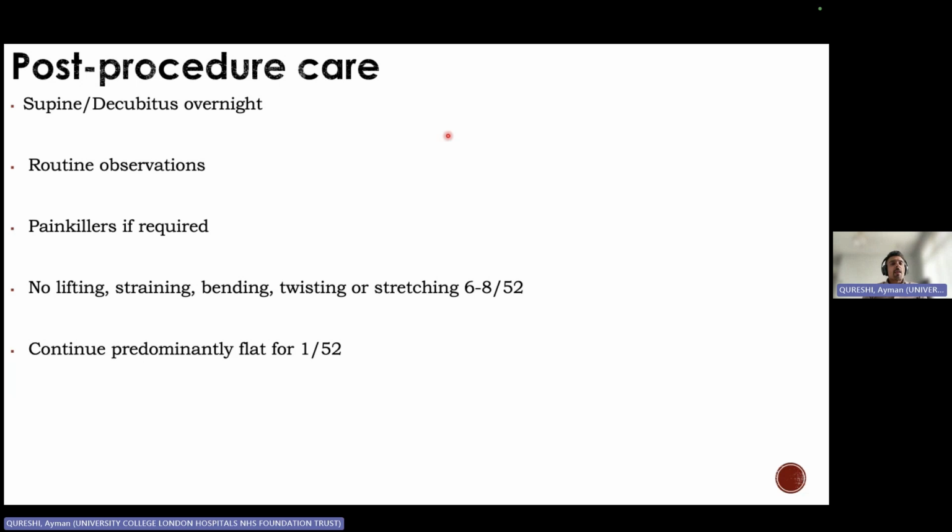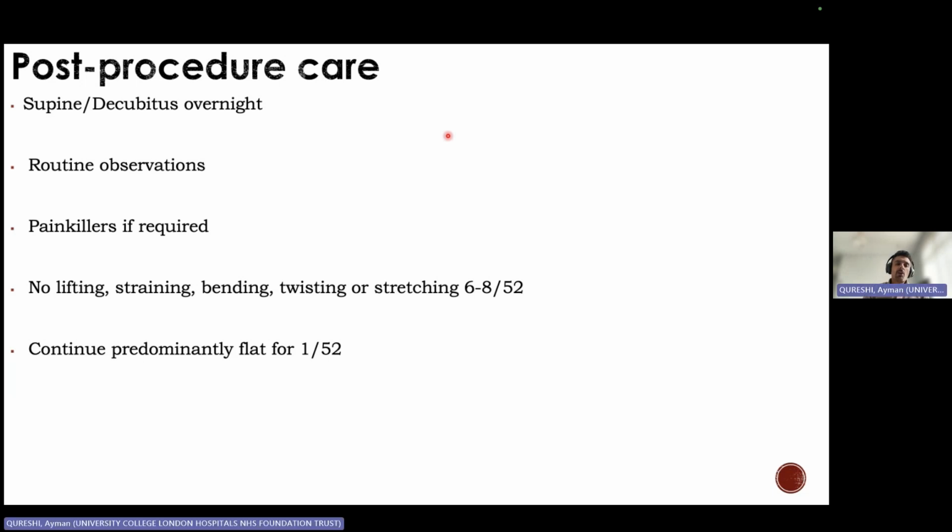In terms of post-procedure care, we typically get our patients to stay overnight, so 24 hours of bed rest with 6 hours of strict bed rest, so no leaving the bed. Routine observations to make sure that there's no new neurology, particularly in the lower limbs, like weakness or incontinence. Painkillers, because the procedures can be uncomfortable.